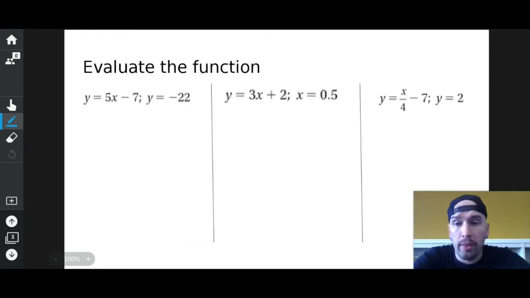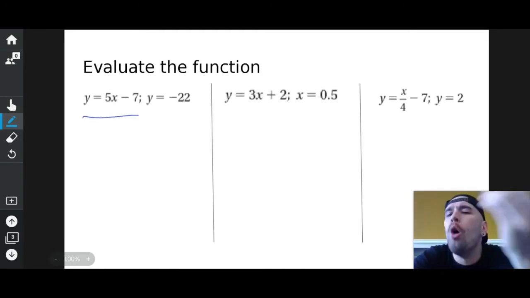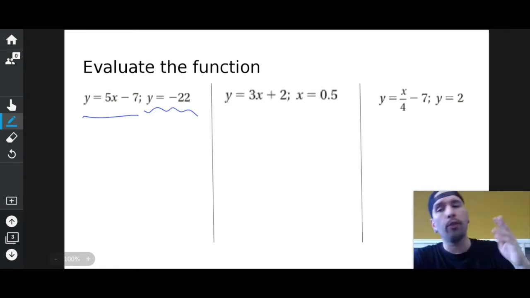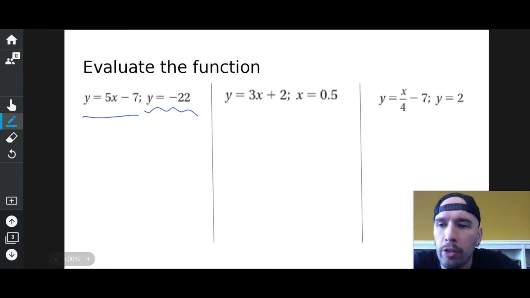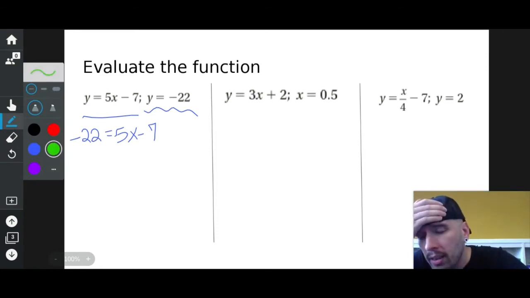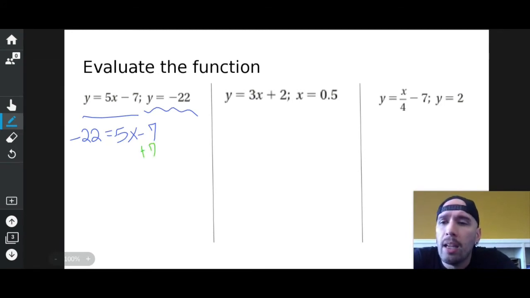Now I'm going to evaluate the function. So I'm given y equals 5x minus 7. Great. Oh, and y equals negative 22. So what I have to do is substitute in negative 22 for y, and in this case, solve for x. I can handle that. This is just like chapter 1. So instead of y, I'm going to write out negative 22 equals 5x minus 7. Is x all by itself? No. What's in the way? 5. Anything else? Negative 7. So I can add 7 to both sides, cross you out.